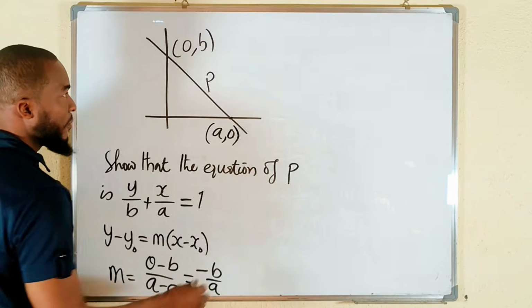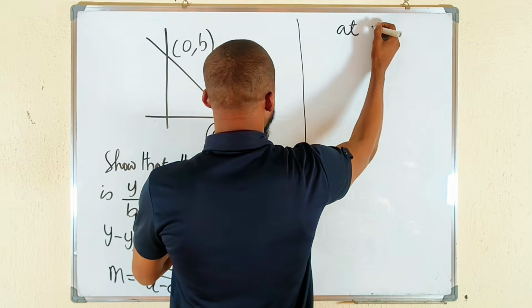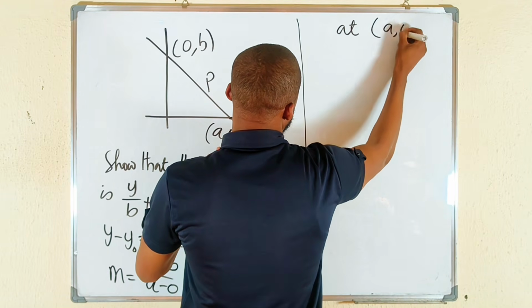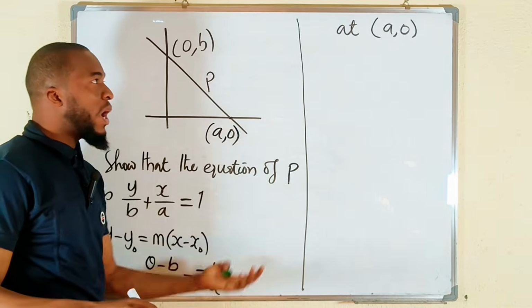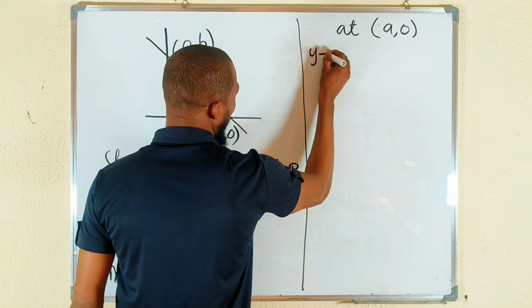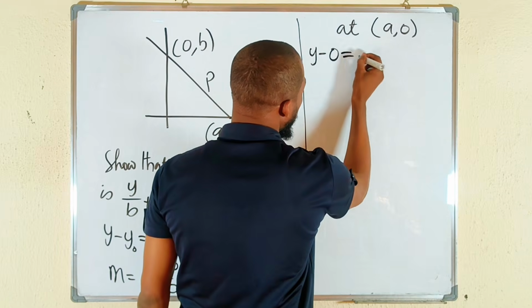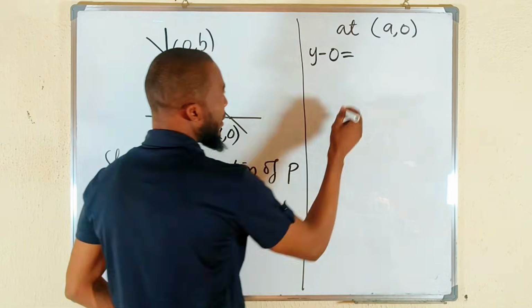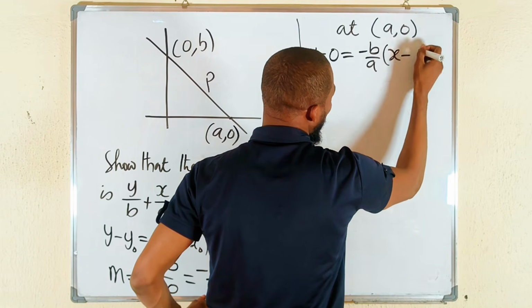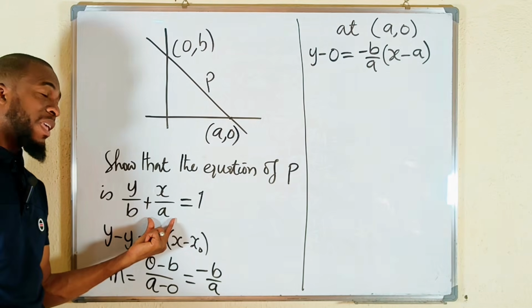So let me use this point. Let me say at point E, the x-intercept. You can use either point, but I would like to use this one at (a, 0). So we have the slope and we have a point, so we can substitute into this formula. So y minus y0, which is 0, equals the slope, which is minus b divided by a, multiplied by x minus x0, which is a.